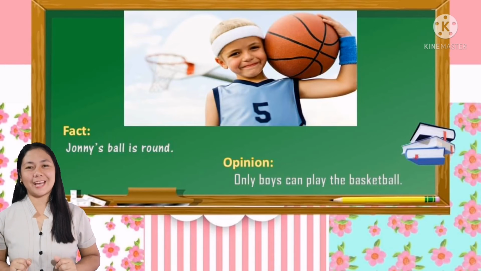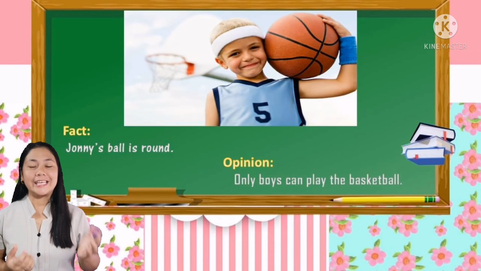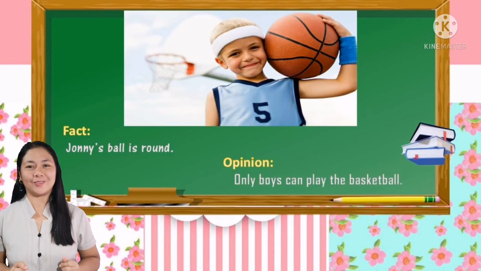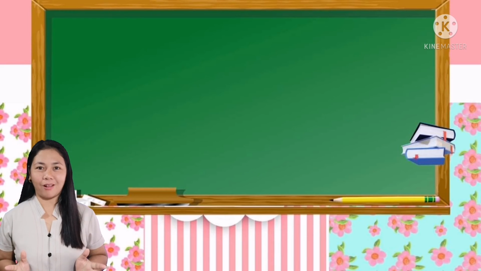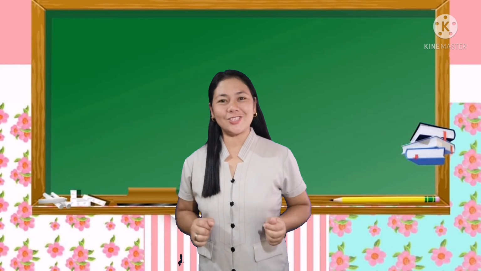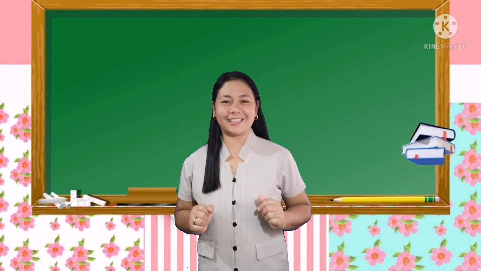Here is another example we can create through the picture. Johnny's ball is round. It is a fact. Only boys can play the basketball. Congratulations, you did it well.